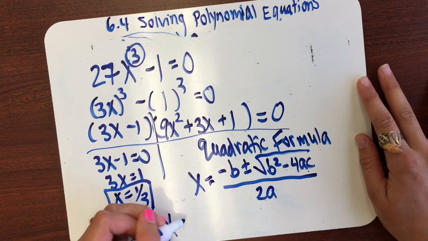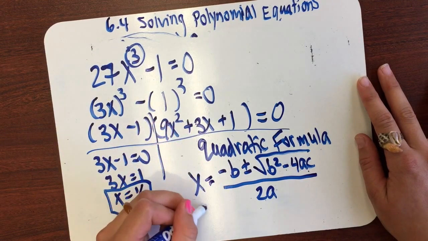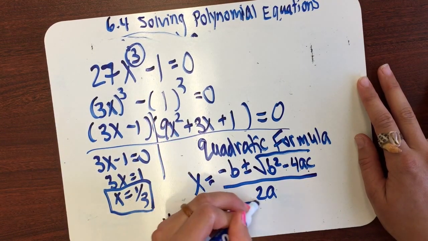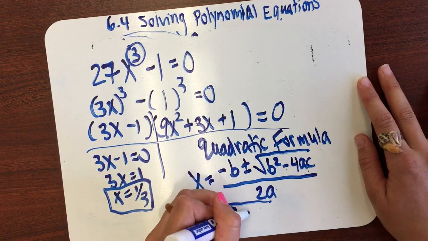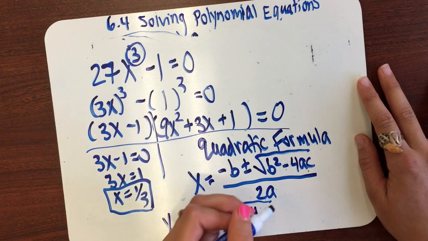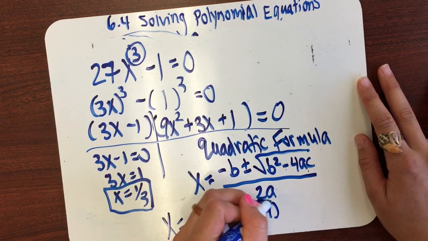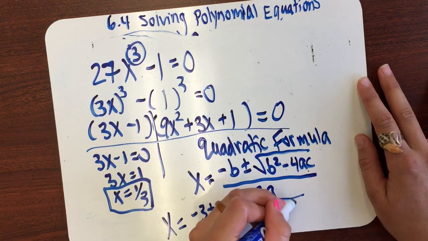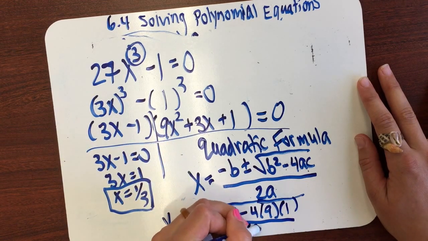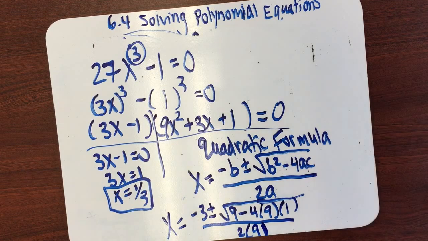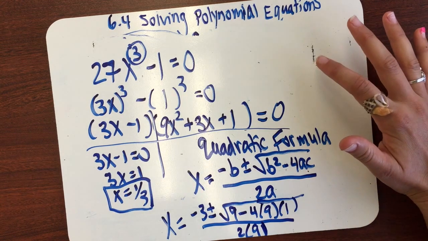So we get x is equal to negative 3 plus or minus the square root of 3 squared is 9 minus 4 times our a is 9 and our c is 1, all over 2 times our a, which is 9. And then we can continue with that. So we can continue that up here.